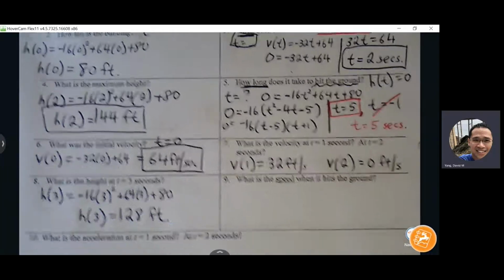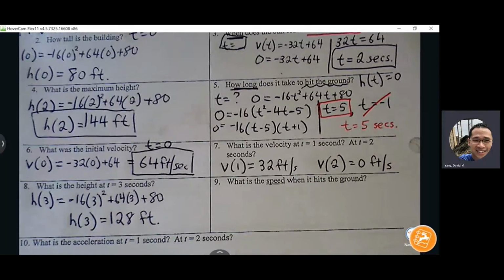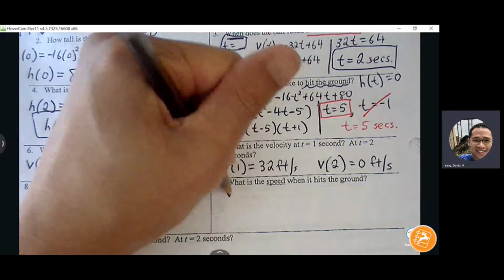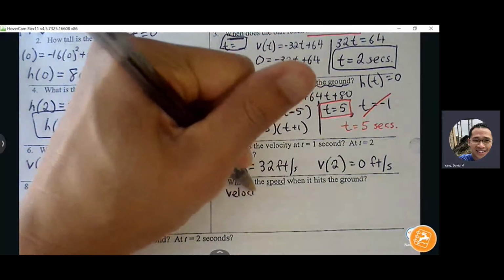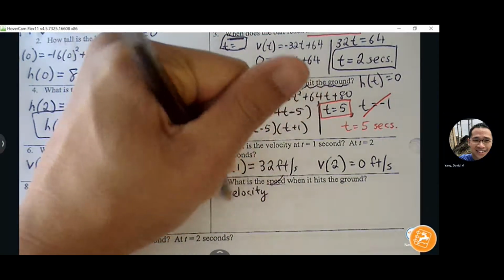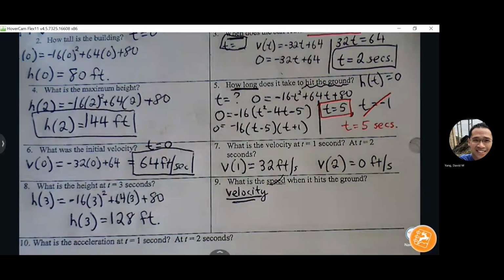Okay, number 9. What is the speed when the ball hits the ground? What's something that's related to speed? Velocity. So let's worry about velocity first. Let's look for velocity, and then we can worry about the speed. We'll find v of t when it hits the ground.